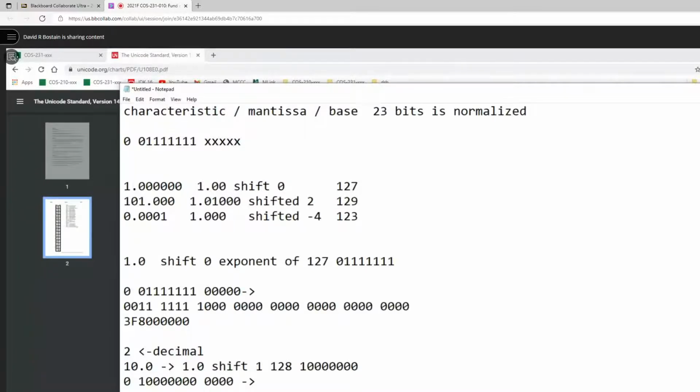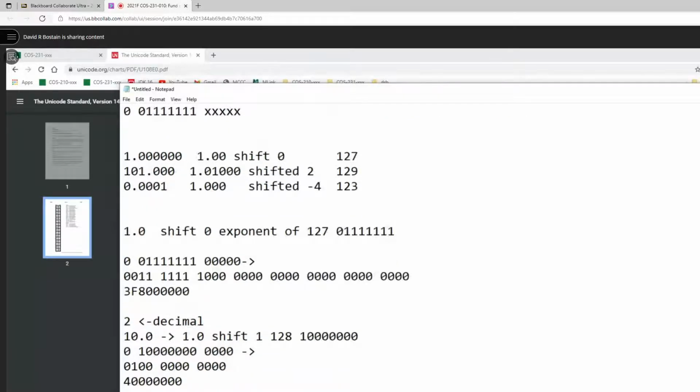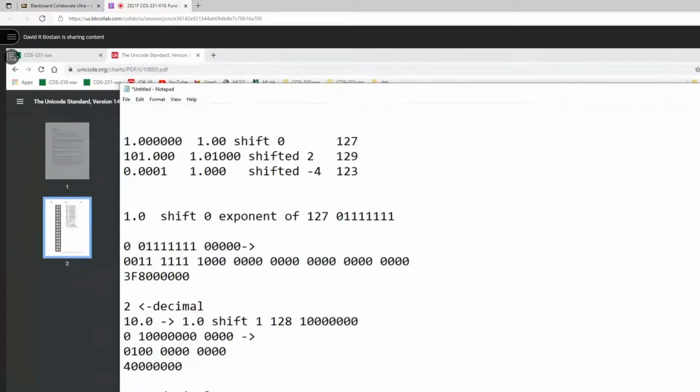Okay, let's try another one. You guys are getting good at this. If you can do the number 4. So 4 looks like this. So that looks like 4. We need to make it look like this. How many positions do we shift it? Robert? 2.